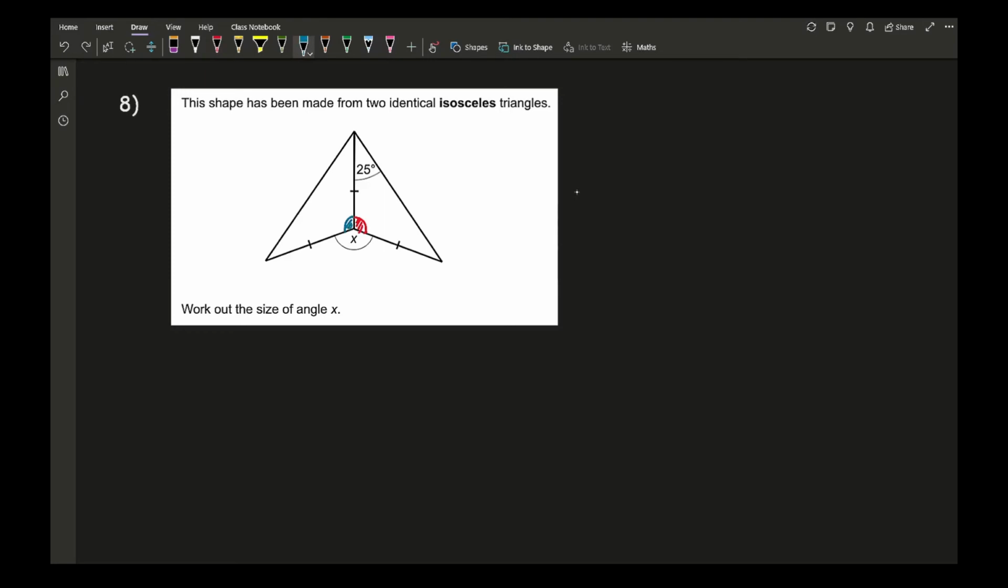Now, it says here that the angles are identical. So that means that if this angle here is 25, this angle here is going to be 25. And because it's an isosceles triangle, this angle here is going to be 25, and this angle here is also going to be 25. So to work out the size of this red angle, it's going to be 180 minus 25 minus 25, which equals 130 degrees. So this angle here is 130.